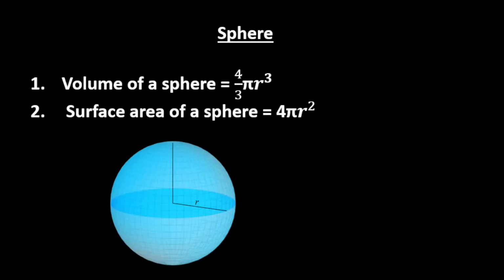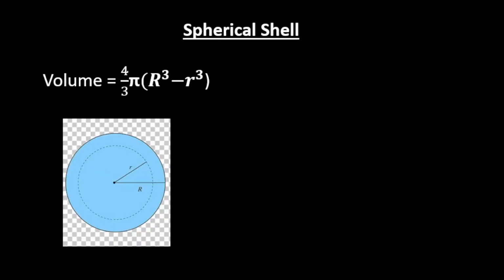Then we have sphere. Volume of sphere is 4 by 3 pi r cube. Surface area of sphere is 4 pi r square. Then spherical shell is there. Spherical shell means when some thickness is there. So its volume you can write 4 by 3 pi into external radius cube minus cube of the internal radius. So here I have shown you.